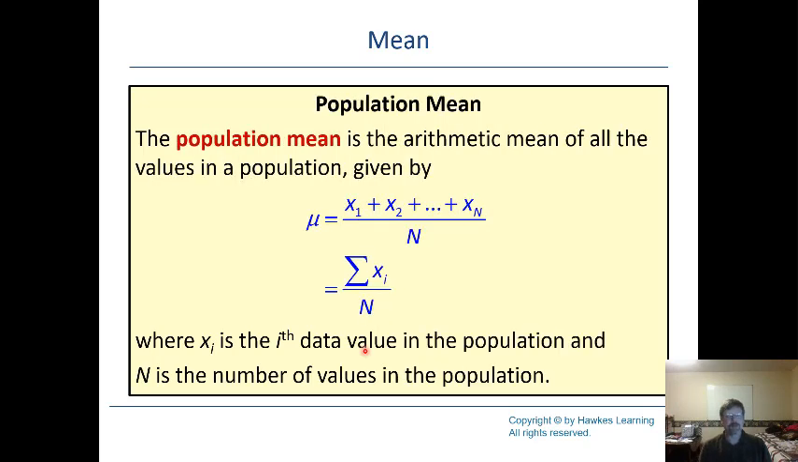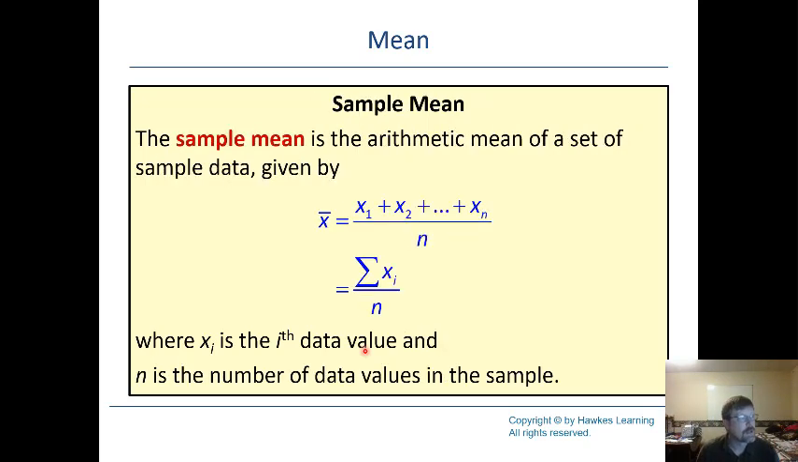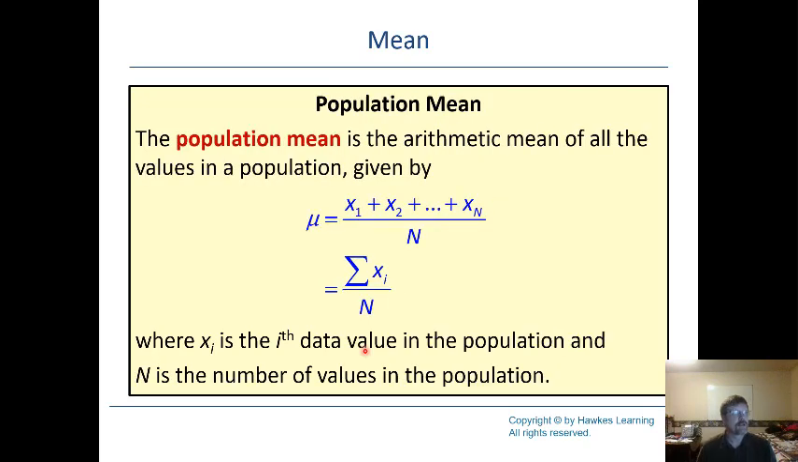The population mean is if we have the data for the entire population, we add those up and divide it by the number of data points in the population, and we get the population mean, which is given in this book with a Greek letter mu, instead of an x bar.